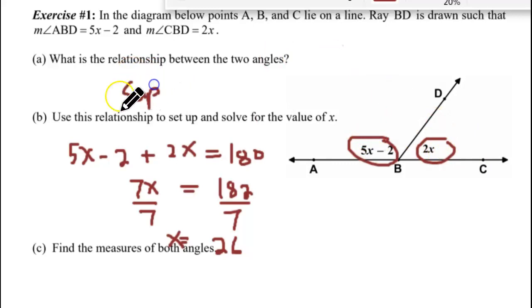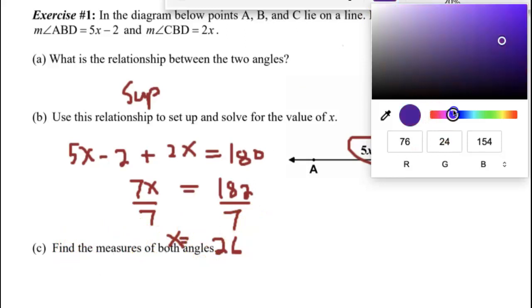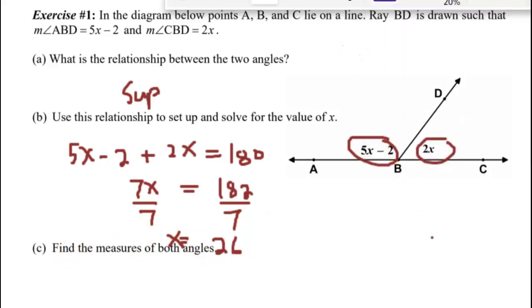So let's answer letter B. Use the relationship to set up and solve for the value of x. We found it. So now find the measure of both angles by substituting the value of x into each one of them. For here, we'll substitute 26. So that's 5 times 26 minus 2.